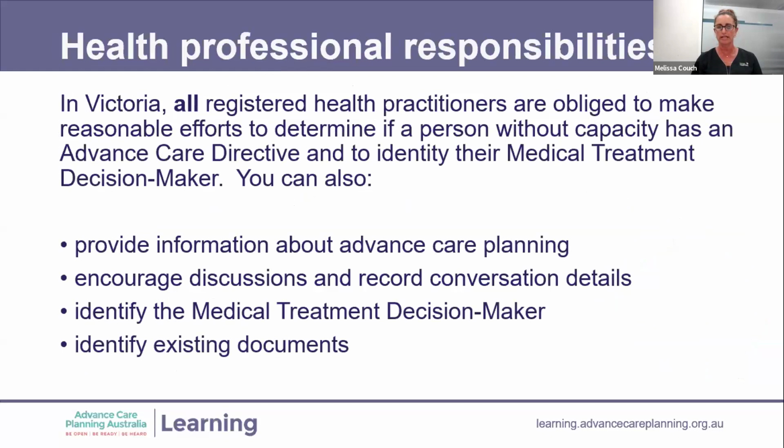In Victoria, all registered health practitioners are obliged or have to make a reasonable effort to determine if a person without capacity, one, has an advanced care directive, and two, to identify medical treatment decision makers. So with that, that's where it's really good to have systems in place within your organisation to identify who the medical treatment decision makers are, and you can obviously have more than one. So it's important that you've got the ability to be able to clearly identify who these people are and where the information is going to be held.